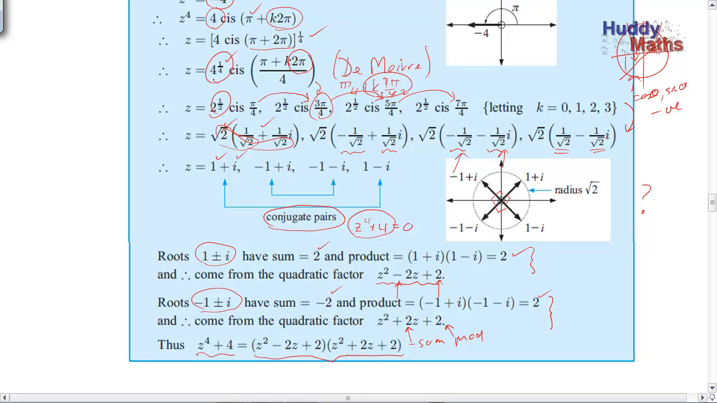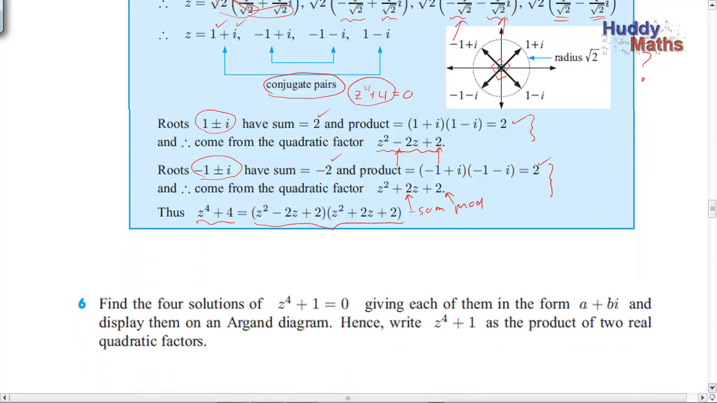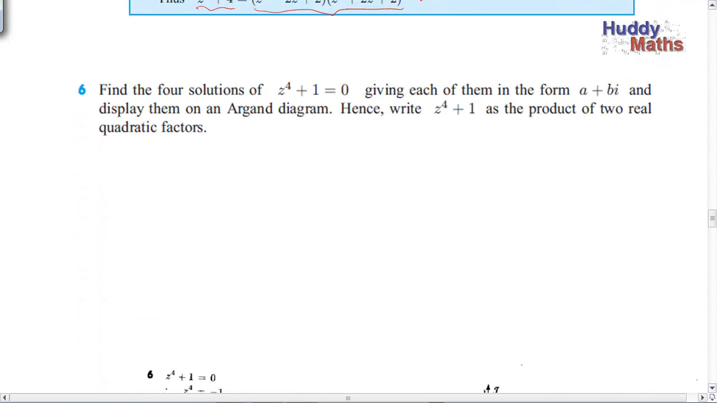Fantastic stuff. All right, come down and I want you to do some now. So here we are in question 6. Find the 4 solutions of that, giving each of them in the form, and display them on an Argand diagram. And I want you to predict while you're doing the work, as you go through that De Moivre step: are they going to have equal separation and what would that separation be? Don't forget to write as a product of two real quadratic factors. So this will have two real quadratic factors, but I bet you there's a few i's in there. All right, have a go. I'll show you the answer now.